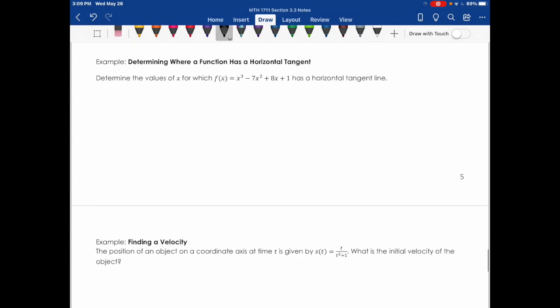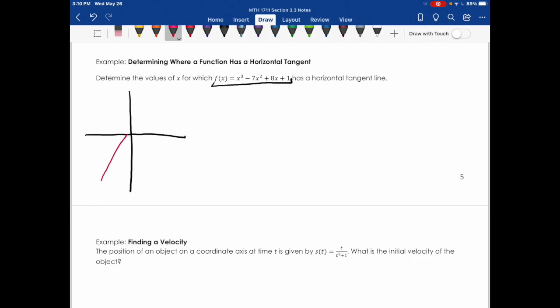Okay, this next example is finding where there are horizontal tangent lines. And this is going to be a useful skill later on in the semester, so we're kind of wading you in the water here, putting your toes in the water. We'll use this later. So we need to use this function and figure out where there are horizontal tangent lines.